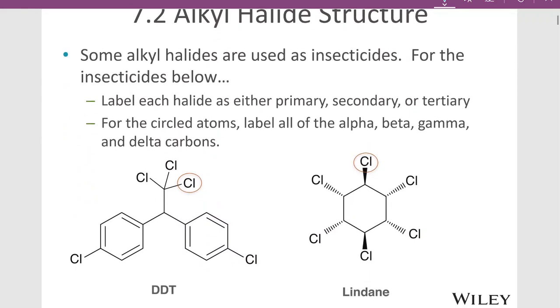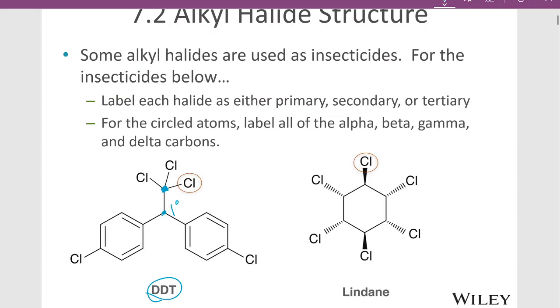Alkyl halides are often used as insecticides. They're also actually used as drugs. Okay, this one on the left here is DDT. Let's label DDT as primary, secondary, or tertiary. Okay, so this alkyl halide carbon, the sp3 hybridized, actually that is primary. It has 1 other carbon attached. Okay, it has 3 halogens.